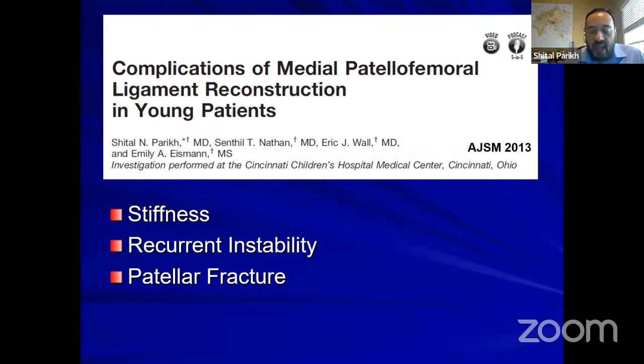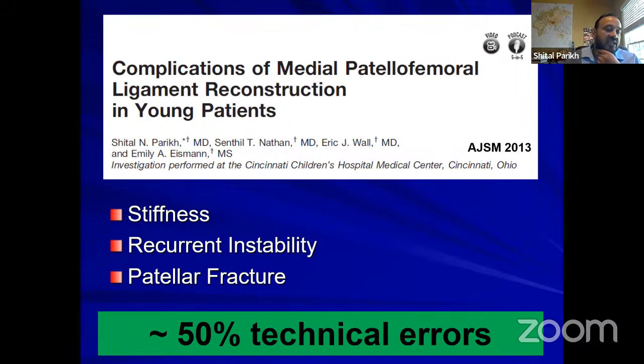Recurrent instability can happen when the graft stretches out, if there is recurrent trauma, or again, if there are significant anatomic risk factors, or if the tunnel position is not appropriate. And patellar fracture is a technical issue. If you use bigger grafts, if you drill across the patella, then the risk increases.